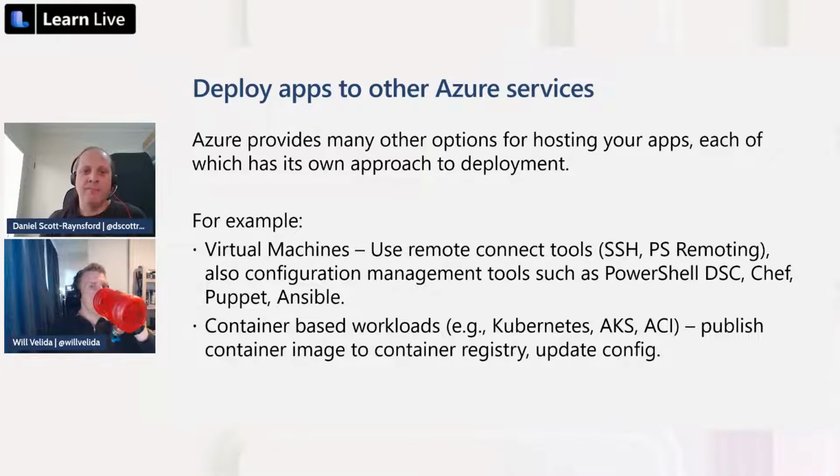So you might need to use a configuration management service or system like Chef, Puppet, Ansible, and of course PowerShell DSC. For container-based workloads like Kubernetes and AKS, container instances or Azure Container Apps, you might need to publish a container image, push that out to a registry, and then update the configuration of your Kubernetes cluster to retrieve that, to get that new version of your artifact, your image.